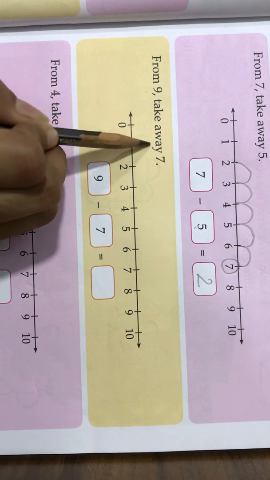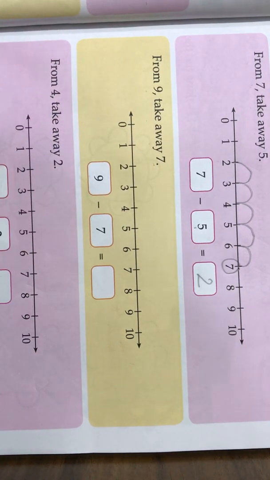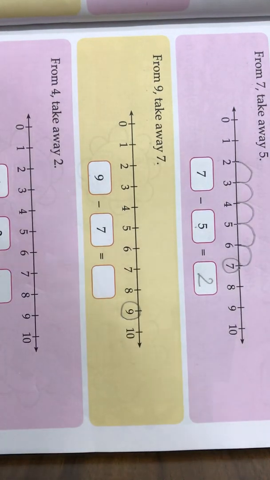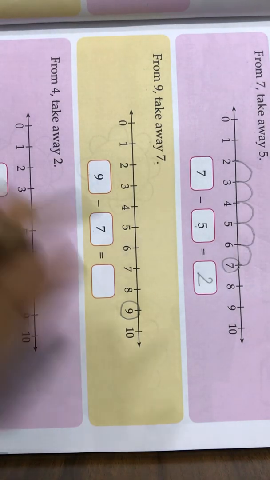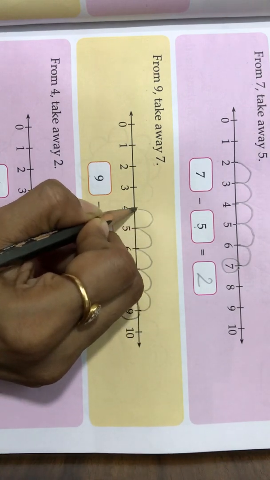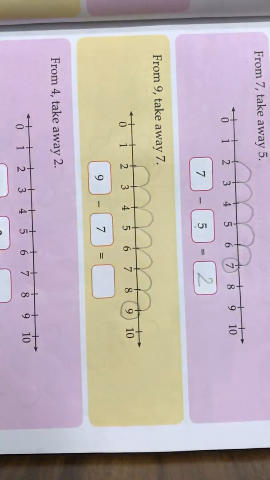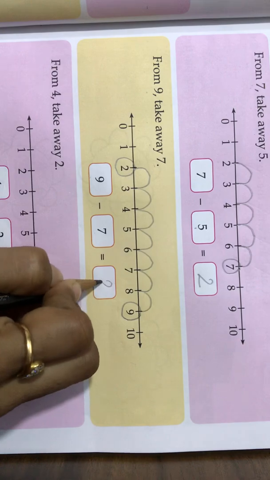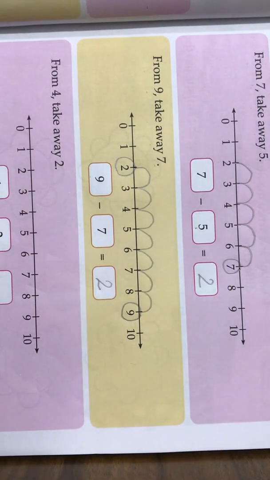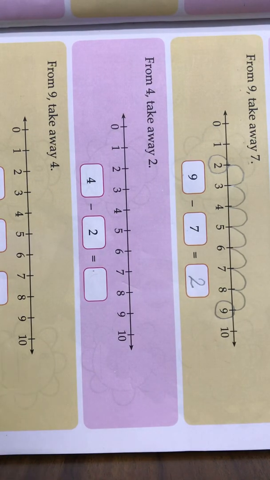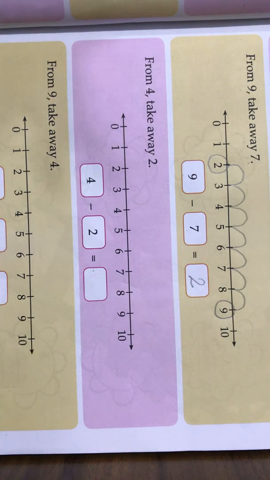From 9, take away 7. 9 minus 7. So, we will start with the number 9 and we'll go backward 7 steps. 1, 2, 3, 4, 5, 6, 7. Where do I reach, children? I reach at number 2. 9 minus 7 is equal to 2. Children, do more and more practice. Do more and more sums on number line and then after you will clear it.